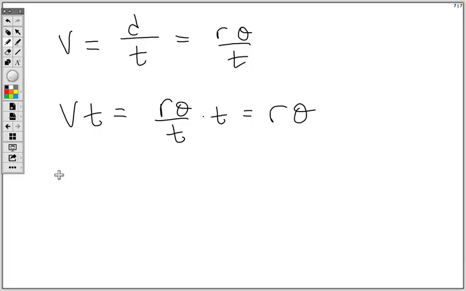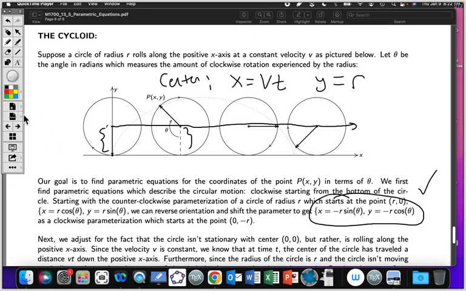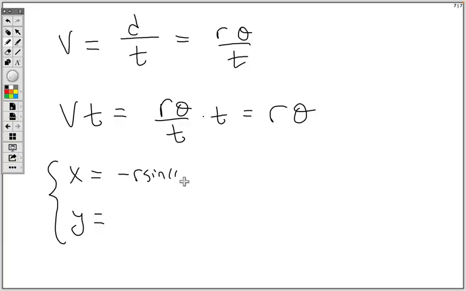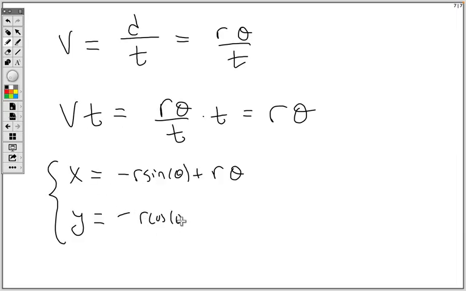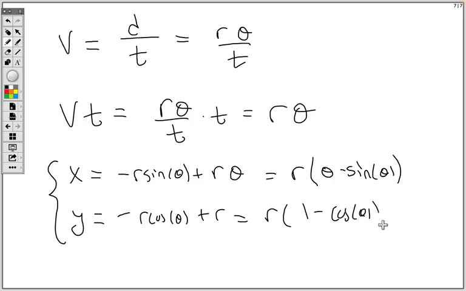So what I need to do is take my x and the y, negative r sine theta. That accounts for the rotation. R theta is for the translation. So I'm going to add those two things together. The y was negative r cosine theta. I need to adjust for us always being r units above, so that's going to be r. And then I can factor the r out. We'll put the theta first, minus sine of theta. And we'll take the r out, 1 minus cosine theta.